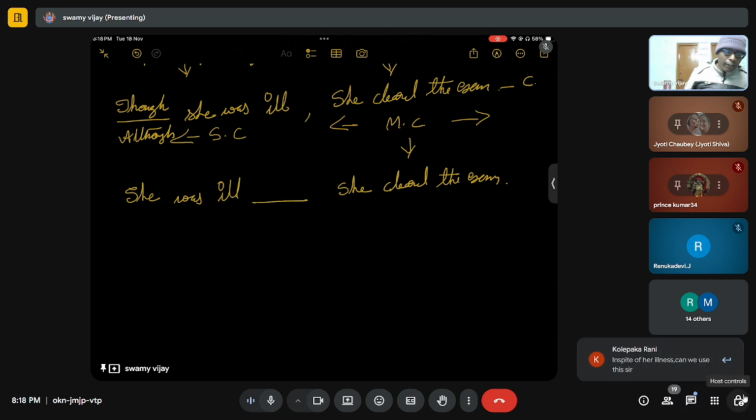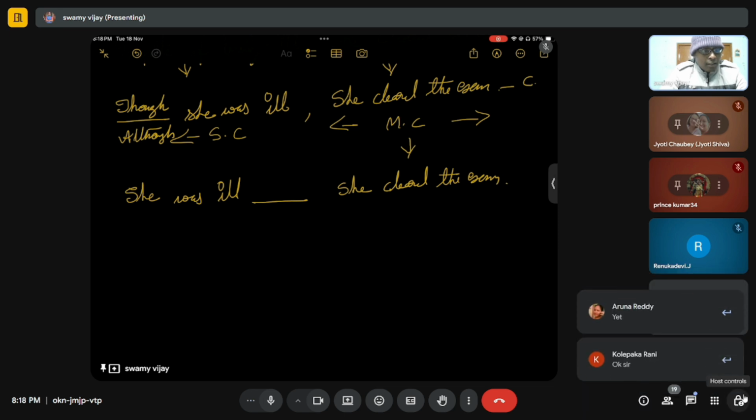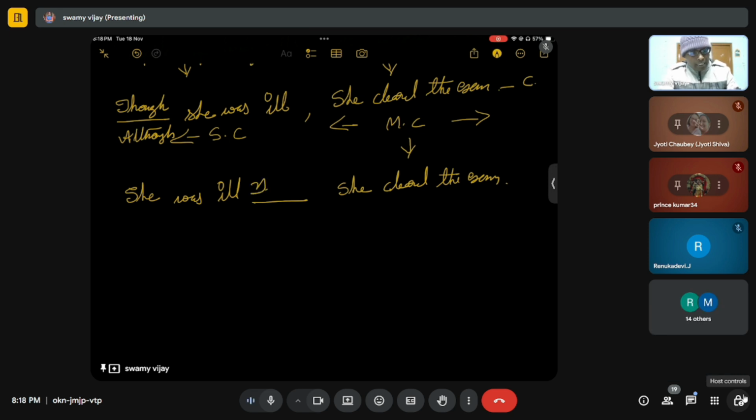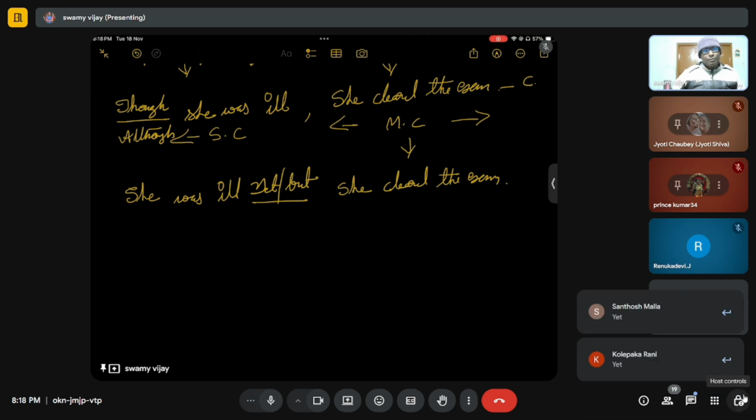No, in spite of her illness. No. In spite of her illness. In spite of being ill, correct? As far as I know, it is in spite of being ill. That is the sentence structure we use. Now here tell me. She was ill, yet she cleared the exam, or but she cleared the exam? Which one is correct? She was ill, but she cleared the exam, or she was ill, yet she cleared the exam?